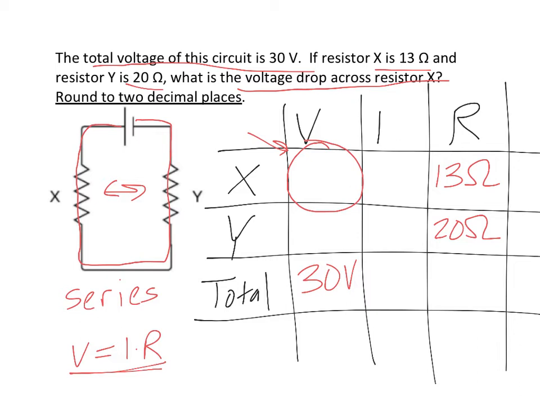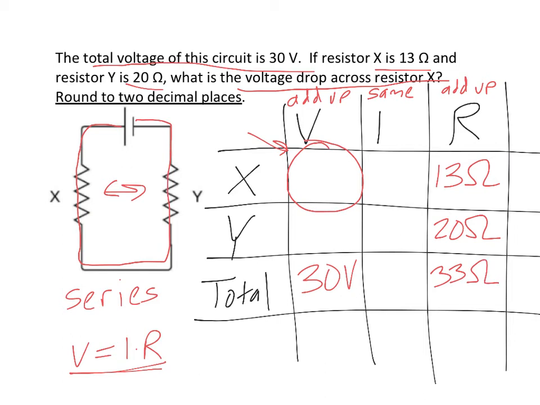The rules are: the current, because there's only one path, is going to be the same everywhere. The voltages are going to add up. And the resistances are going to add up. It takes some practice to get used to these rules. But this is a series circuit. So if you have to go through a 13 and a 20 ohm resistor, the total resistance is going to be 33 ohms. Having more resistors in series increases the resistance.